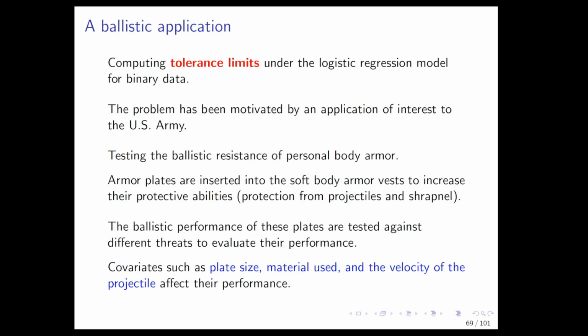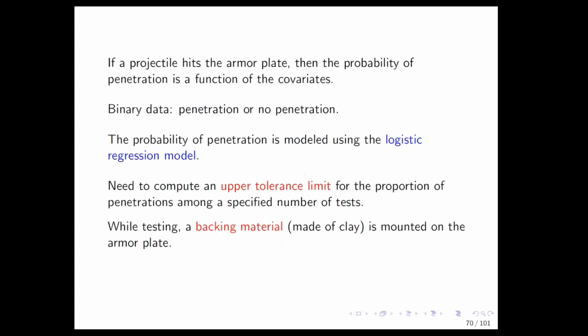So we have binary data, whether a bullet penetrated the plate or not. And that is what we are going to analyze. The probability of penetration will be modeled using logistic regression that takes into account all these covariates here. So this is what I just said. And the Army wanted an upper tolerance limit for the proportion of penetrations among a specified number of tests. Let us say I'm testing the plate by firing at it 50 times. And what is the proportion of times it penetrated?